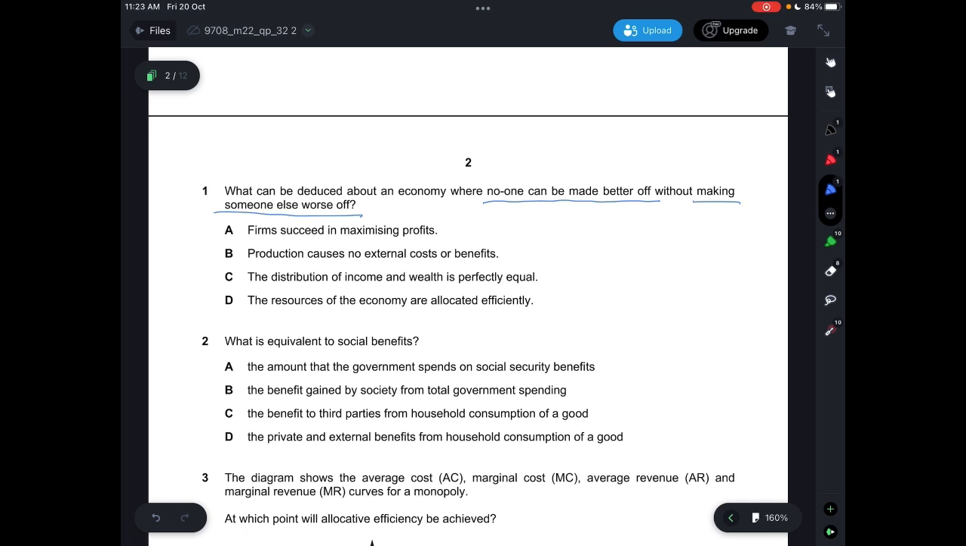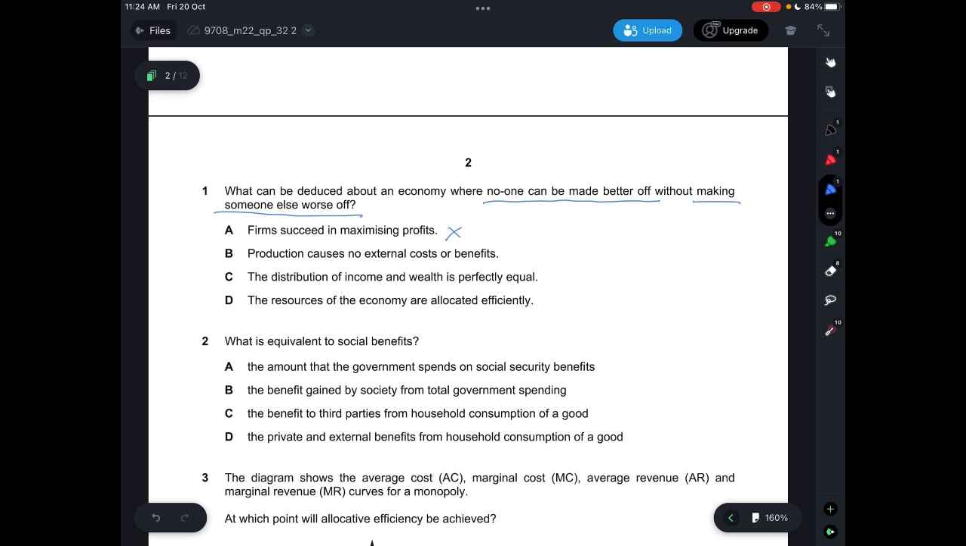A, it says firms succeed in maximizing profits, which is incorrect. Maximizing profit is profit maximization, which also means MC equals MR. This doesn't mean allocative efficiency. It also doesn't mean that P equals MC. Therefore, it is not at the social optimum level as well.